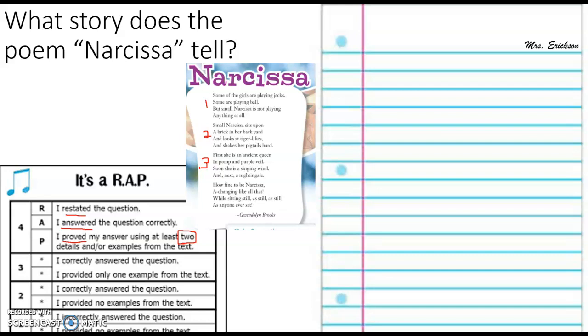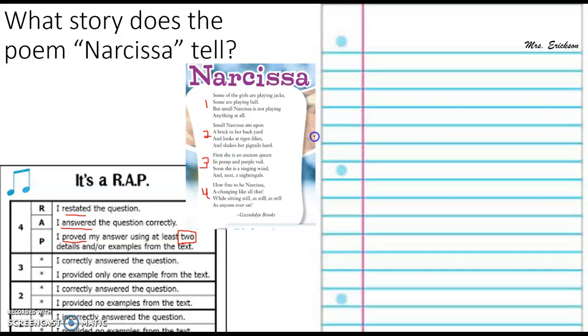First she is an ancient queen in pomp and purple veil. Soon she is a singing wind, and next a nightingale. So I see that Narcissa's not just sitting there. It sounds like she's playing make-believe. How fine to be Narcissa, a changing like all that, while sitting still as anyone ever sat. So she's over there imagining that she is all these different things. So she's not just sitting there doing nothing.